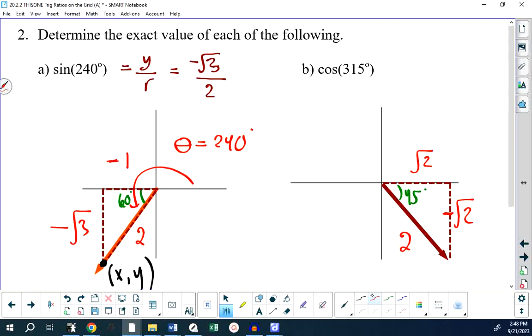I didn't pay attention to that because I knew I was after y over r, and that's x. So what is cosine? Cosine is x over r. Well, the opposite happened here. We don't really care about the negative root 2 because cosine has nothing to do with y. All right?